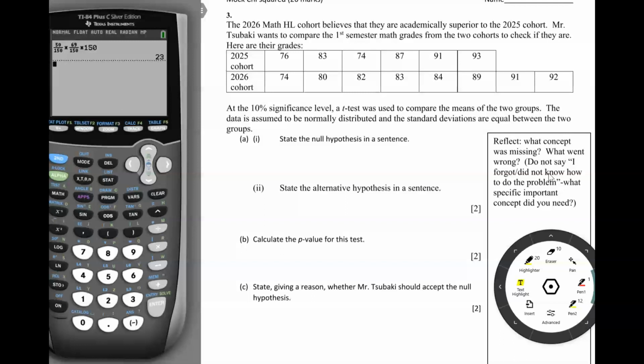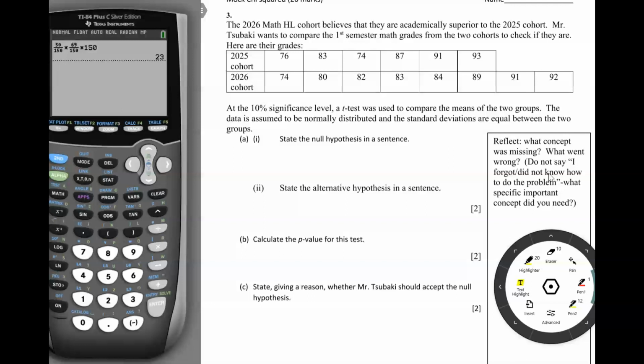At the 10% significance level, a t-test was used to compare the means of the two groups. The data is assumed to be normally distributed and the standard deviations are equal between the two groups, okay? When we say we use the t-test to compare the means, we're not just comparing the means. The means are just two numbers. We're not just comparing the numbers. What we're doing is we're comparing all the numbers which are used to calculate the mean. Look at how spread apart they are. Look at the actual values of the mean. See how different they are. The t-test does all this for us, okay?